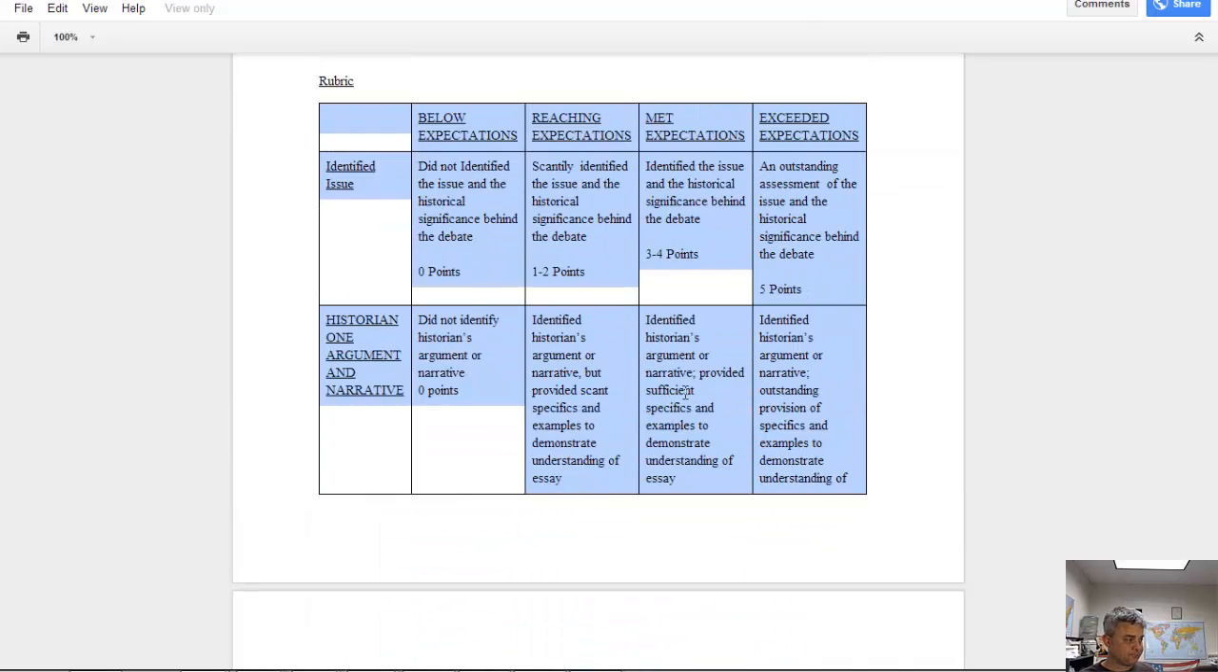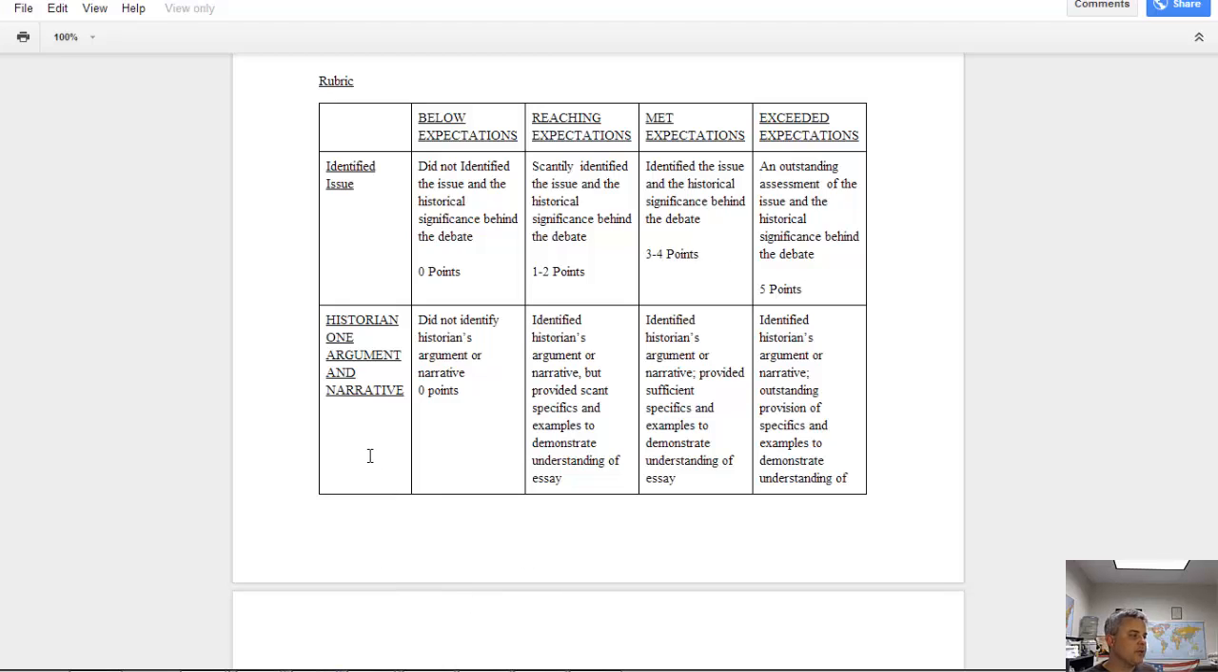And so, did you identify the issue? If you didn't, you get 0 points for that. If you did it okay, or you just did it kind of scantly, you get 1 or 2 points. Do it okay, something, you get 3 to 4 points. If it was an outstanding assessment, you've got plenty of evidence, you've really identified the issue, there it is, you get 5 points. Outstanding, right?